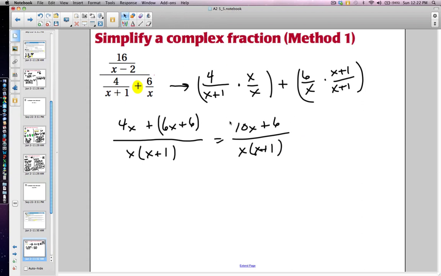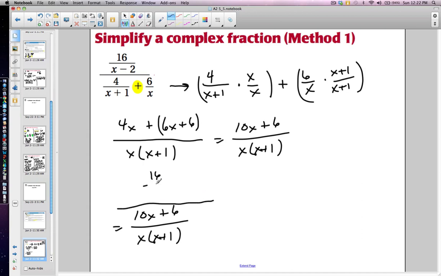Okay, so if I take this guy and I duplicate it, which I just did, and I bring it down here, now I'm ready to put my numerator back on it. 16 over x minus 2. So now if we invert and multiply, that's going to be equal to 16 over (x minus 2) times x over (x plus 1) times (10x plus 6), which also could be 2 times (5x plus 3).